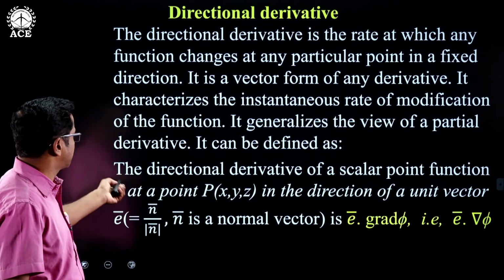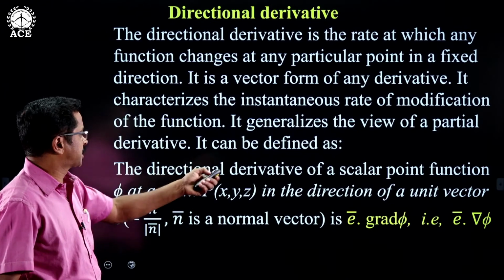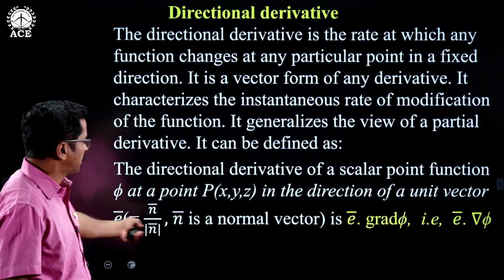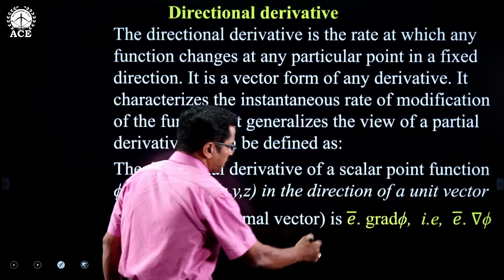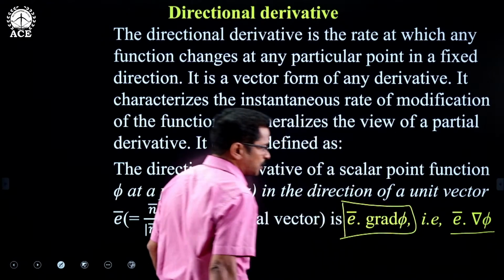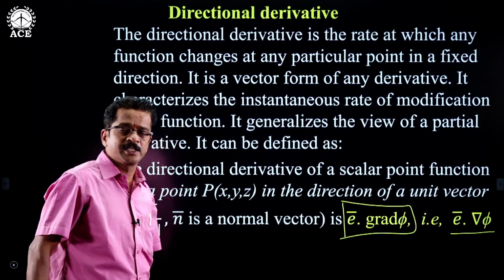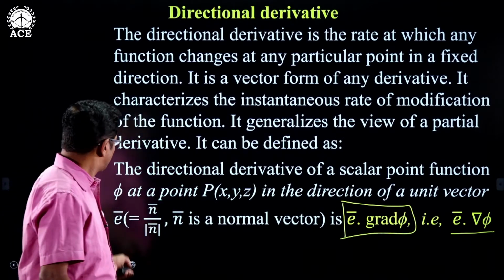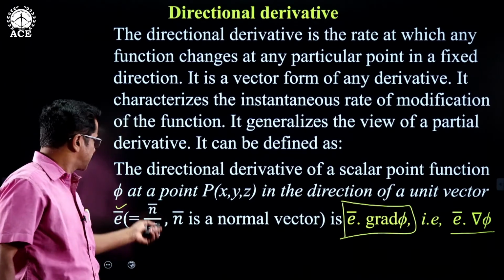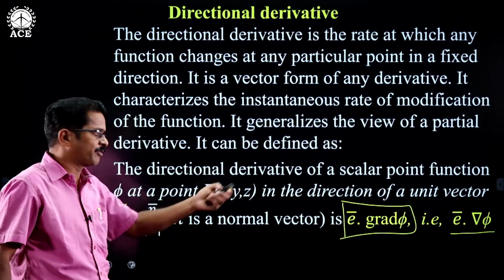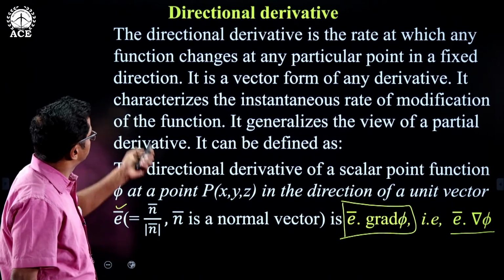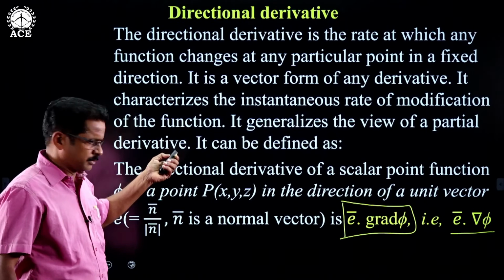It is defined as: the directional derivative of a scalar point function phi at any given point is E bar dot gradient of phi, or E bar dot del phi. That is the formula for evaluating it. So what is E bar here? The unit normal vector, that is n bar by modulus of n bar, where n bar is the normal vector. We already discussed E bar and n bar, right? So this is the directional derivative.